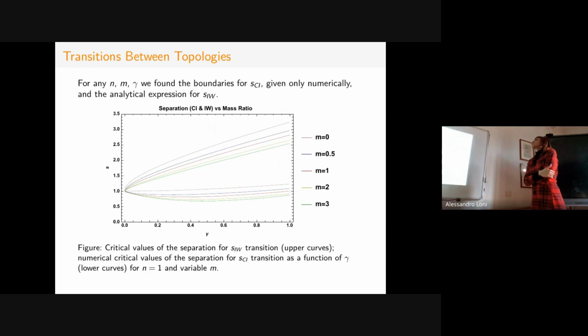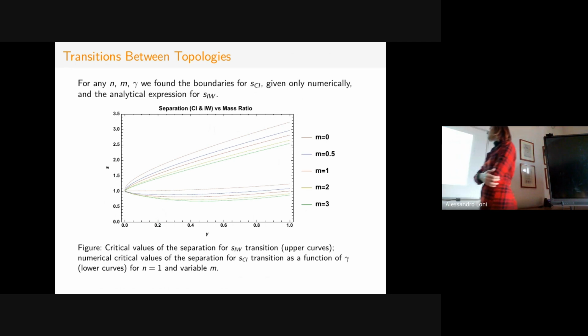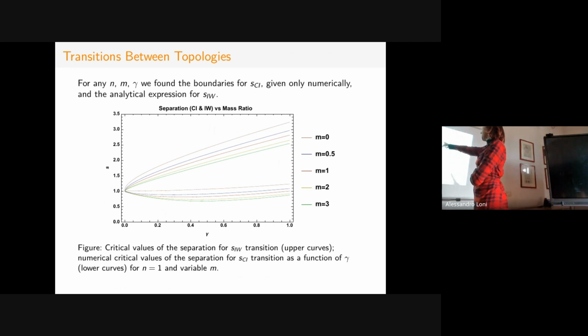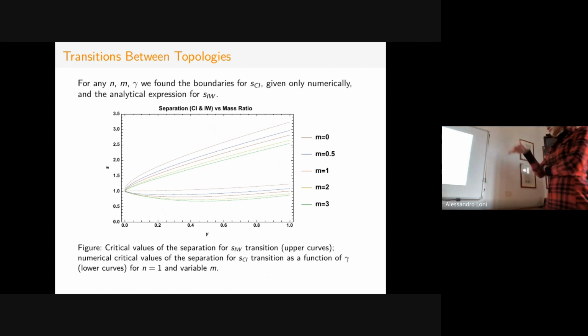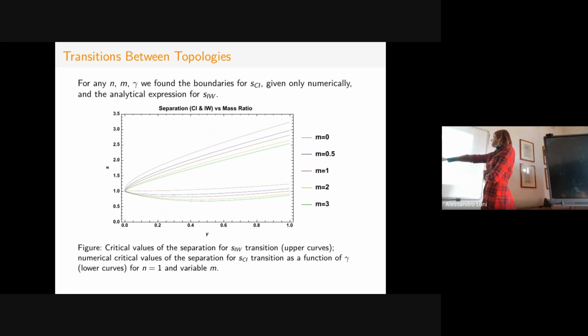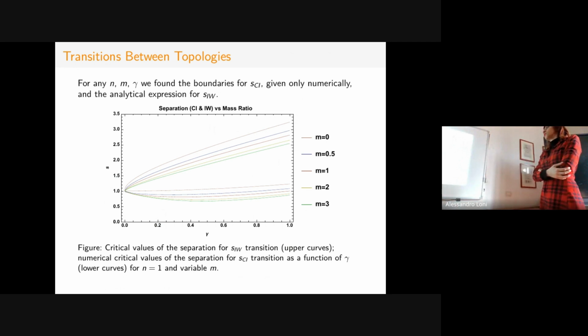Here is the plot for the transition between the topologies. So here we have the values for gamma, and here we have the values for the separation. So here above we have the values of the separation for the transition from the intermediate to the wide separation, and below we have the values for the transition from the close to the intermediate separation. And the transition from the close to the intermediate was computed only numerically, while the other one was possible to compute analytically.